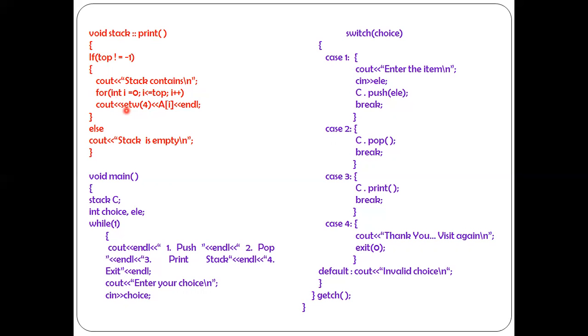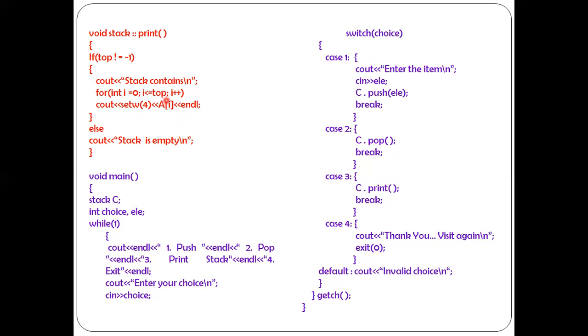For that purpose, we have added a header file called iomanip.h in the beginning of the program, isn't it? Stream insertion, A of I. A of I means A of 0. What exactly value is stored in A of 0? 10. 10 is going to print. Cursor comes to the next line because of endl.